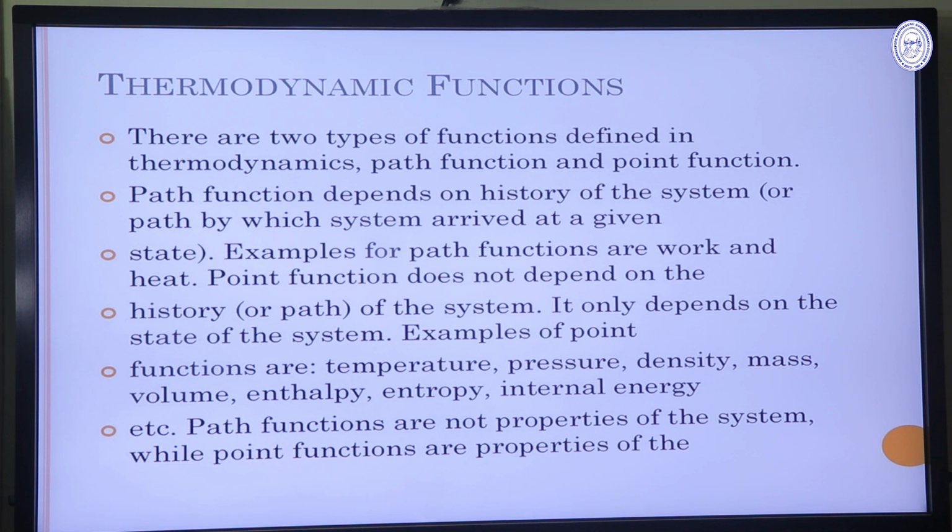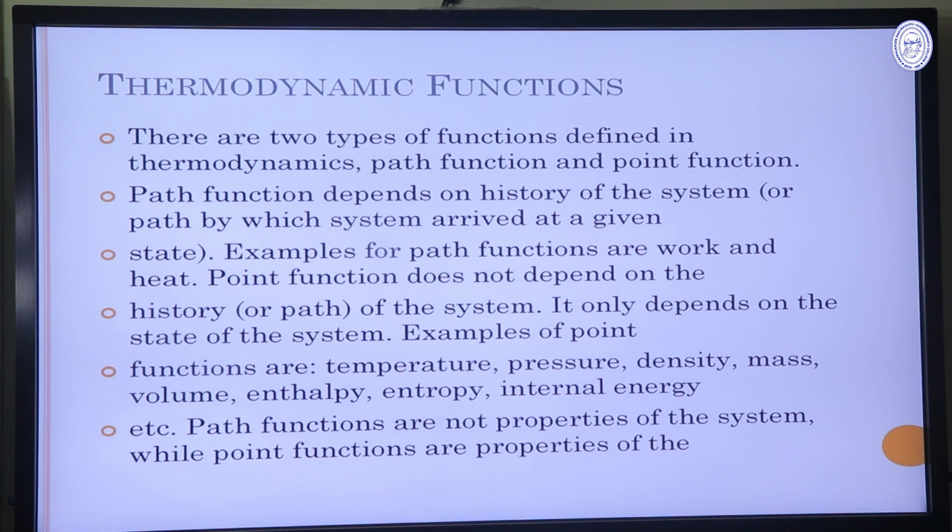Now, what are these? Path function depends on the history of the system, that is the background of the system, that is the nature of the system, that is, whether the system has arrived at a final point and what is the path it is following. That means it is path dependent. So, we call those quantities whose magnitude is very much dependent on the kind of path followed in the due course of time while attaining the final form path functions.